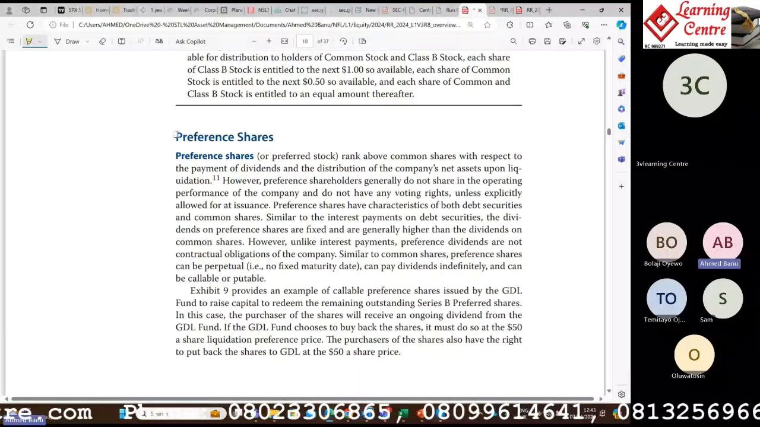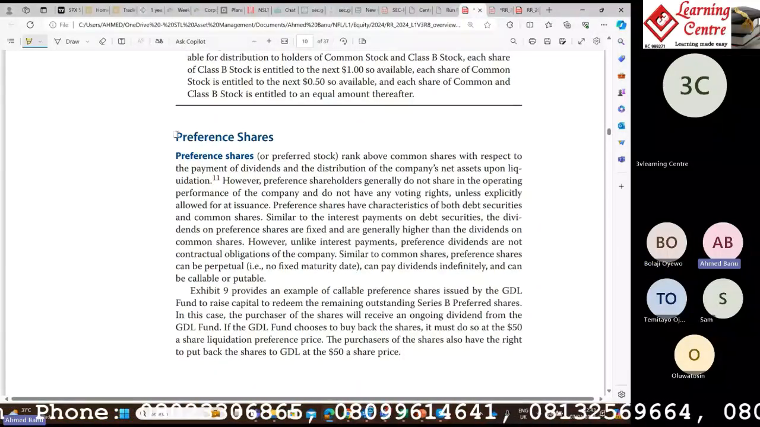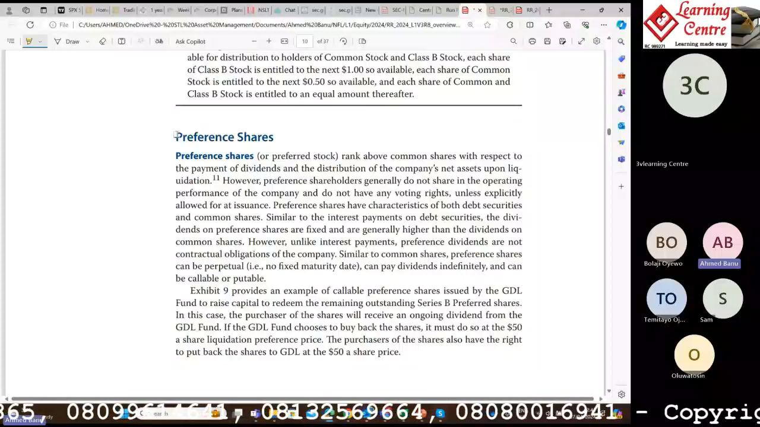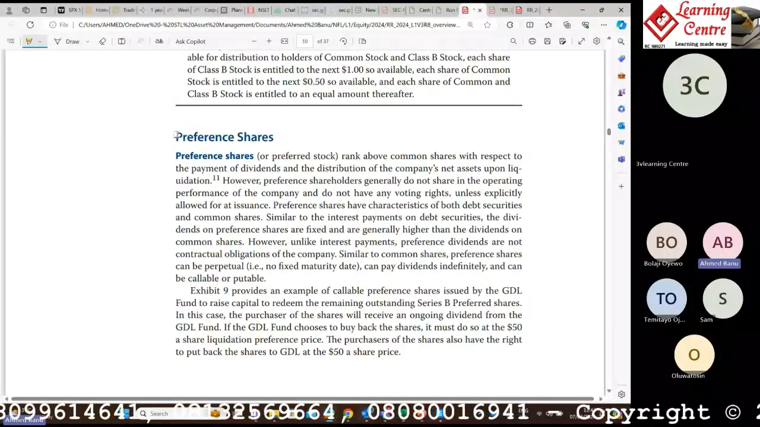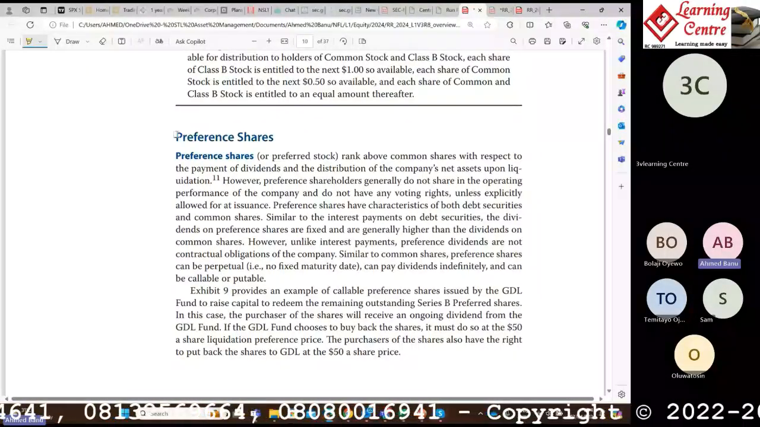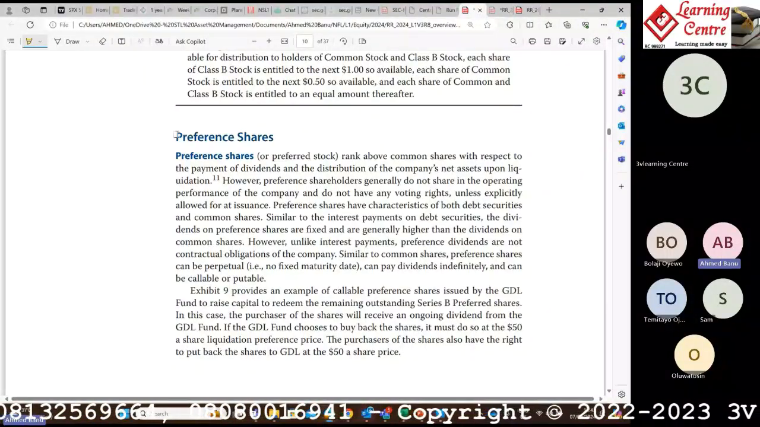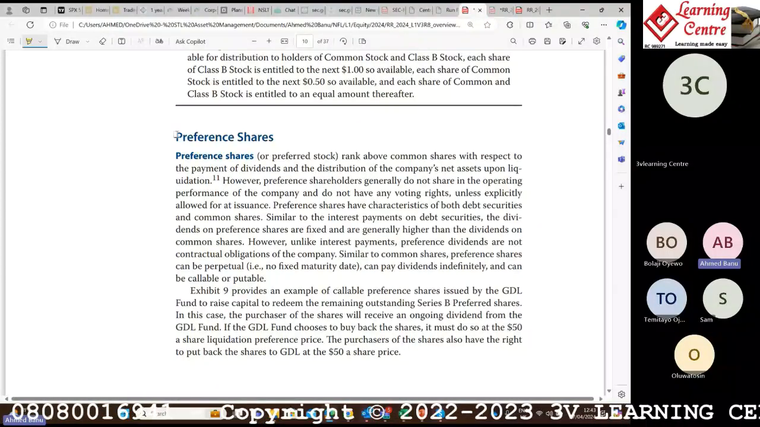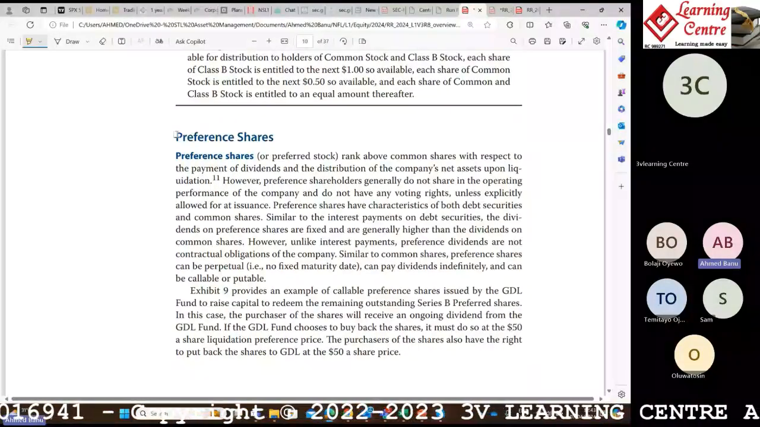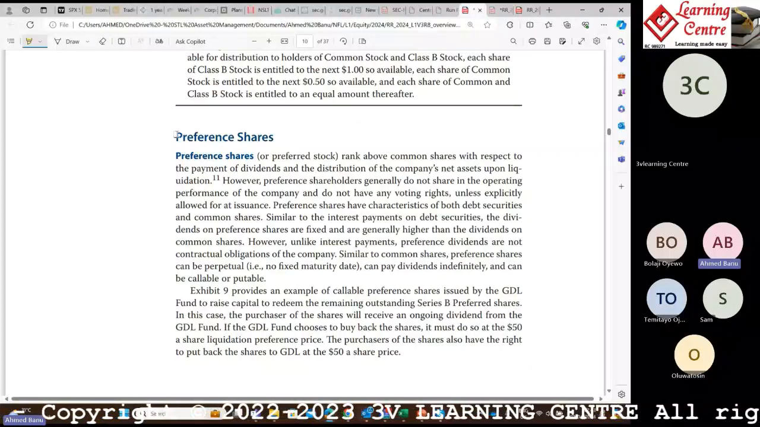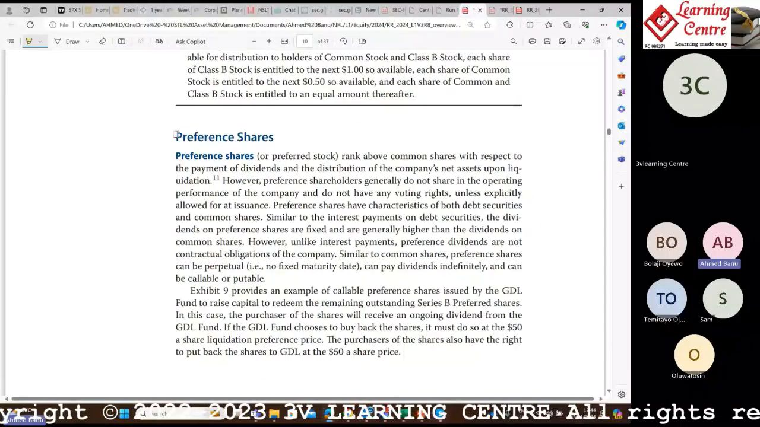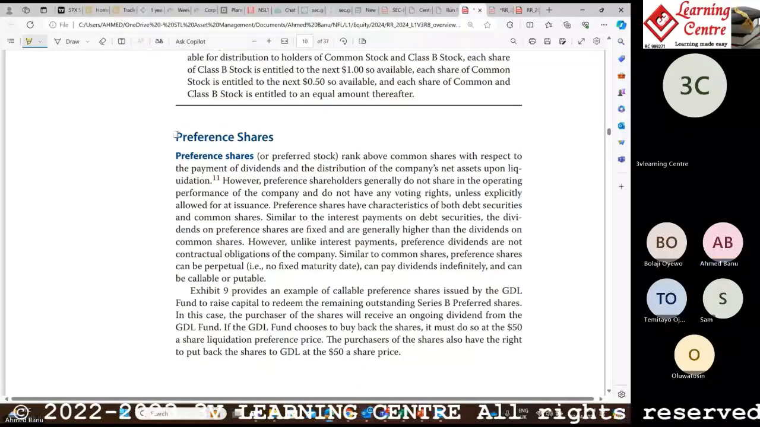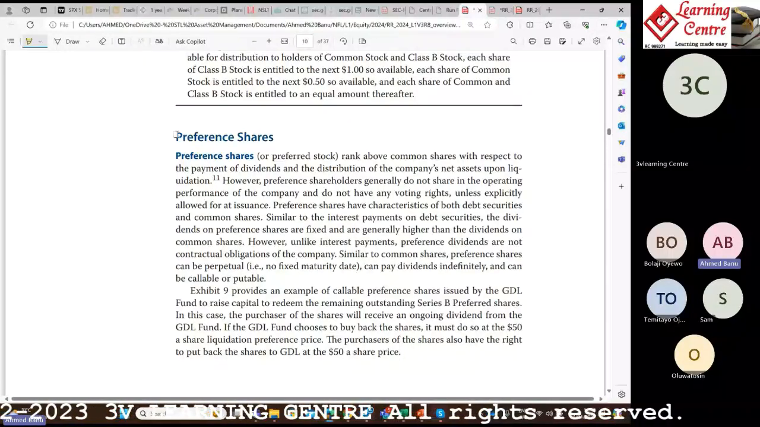So technically, we always call preference shareholders a hybrid, because they sit in between debt and ordinary shares. They get fixed interest payments like the debt holders. In some cases they also have a tenor, which is what we call redeemable preference shares. However, they don't have voting rights. So if you think about it, they are like debt holders, to be honest.